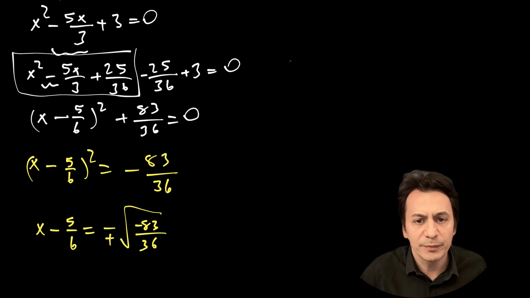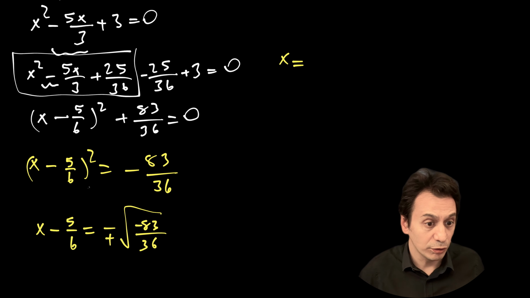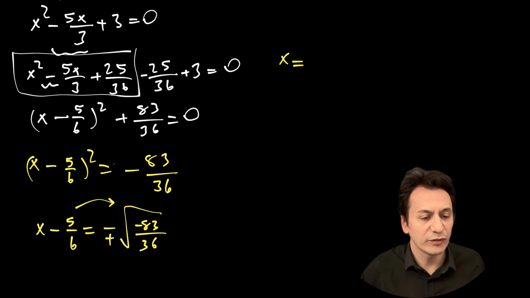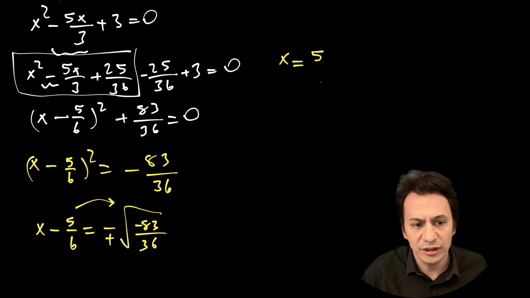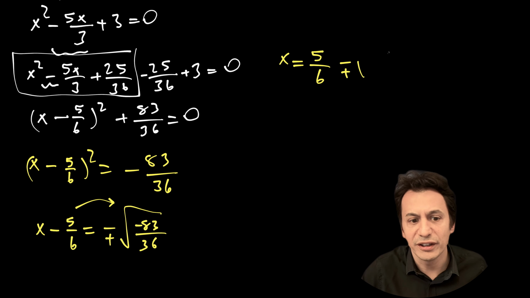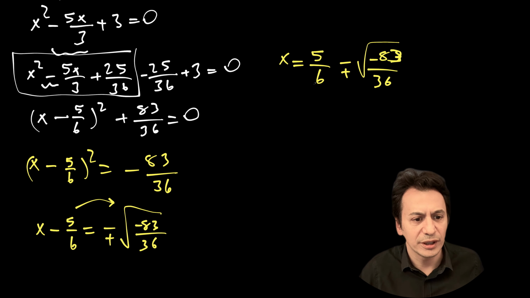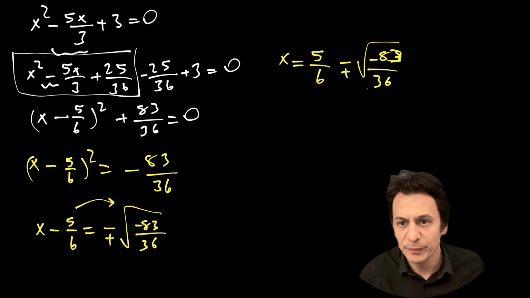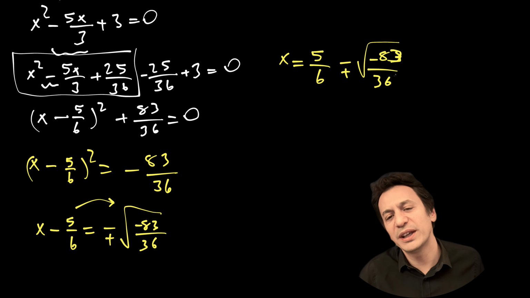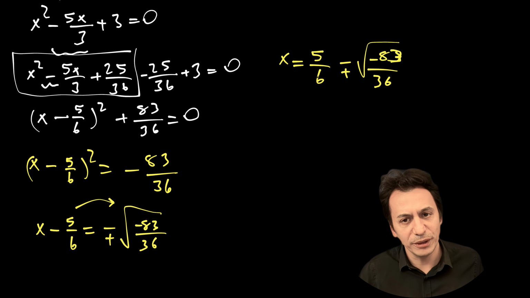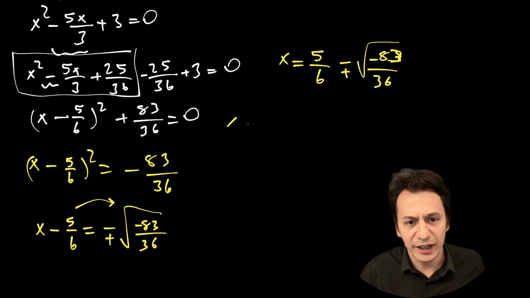So now x equals, I move this 5 over 6 to the other side of the equation, plus or minus, so I have both roots, right? These are going to be my roots. Okay, but we can write it in a prettier form, in a complex number form. How can I do this?